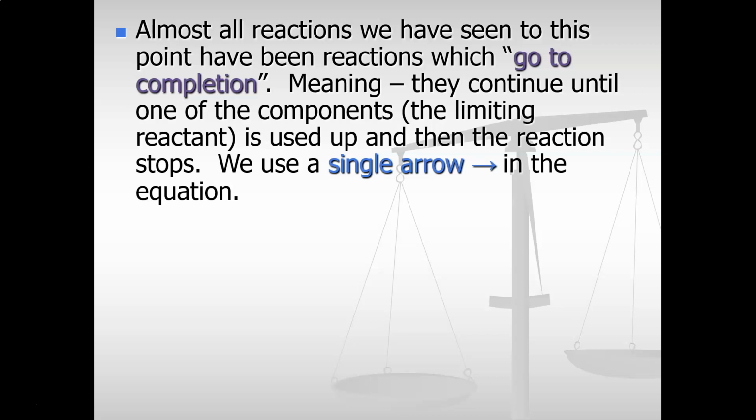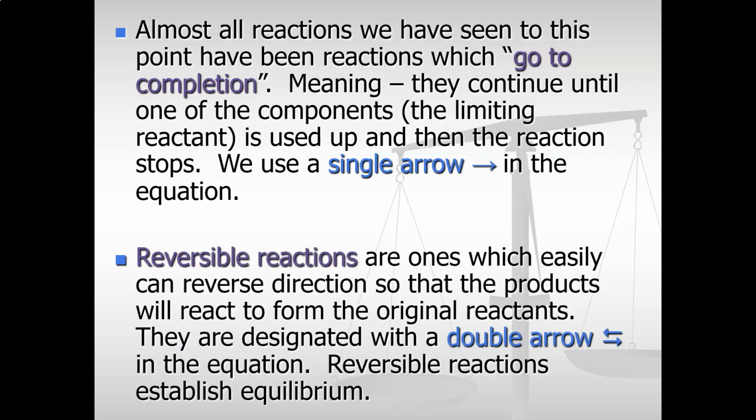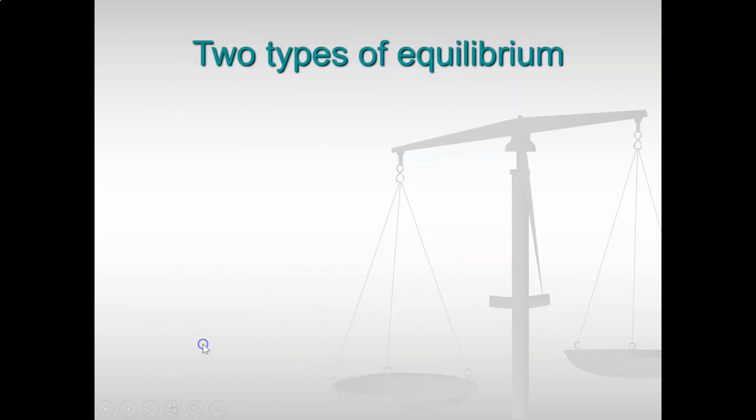And we've always signified this with a single arrow in the equation. But recently, you've started to see reactions with double arrows. Those reactions are referred to as reversible reactions because the reaction can run in both ways. Not only will the reactants create products, but the products can create the reactants that you started with. And so we use the double arrow to show that the reaction will go both ways. And it's these reversible reactions that can establish equilibrium.